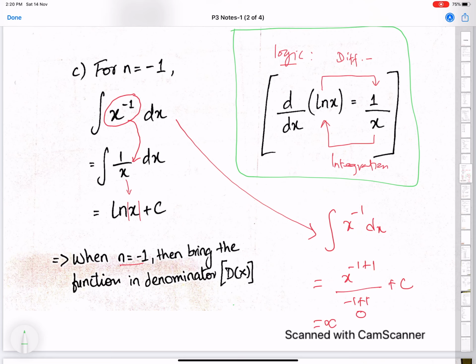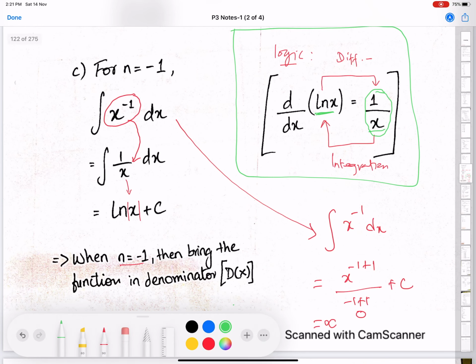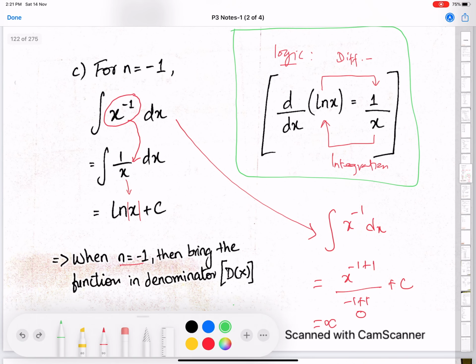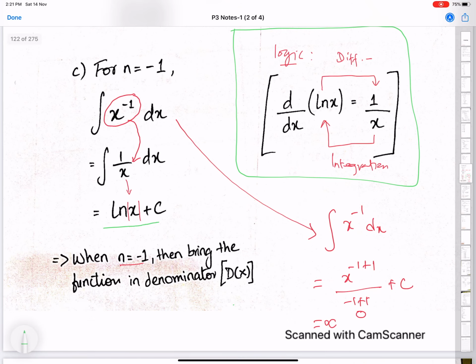Since integration is the reverse process of differentiation, when we differentiate ln x, we get 1 upon x. Hence, when we integrate 1 upon x, we must get ln x. So we will use this concept to integrate the function 1 upon x, the function which has power 1 in the denominator. This 1 upon x will become ln x plus c.